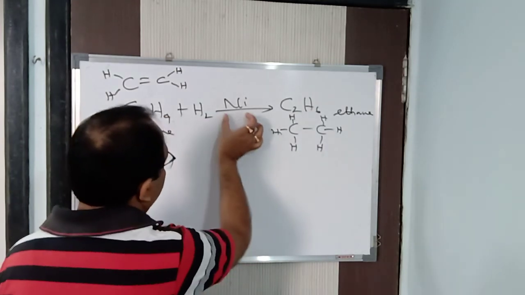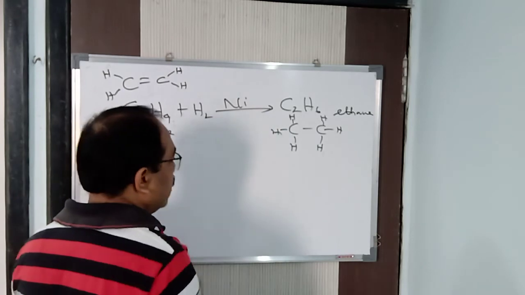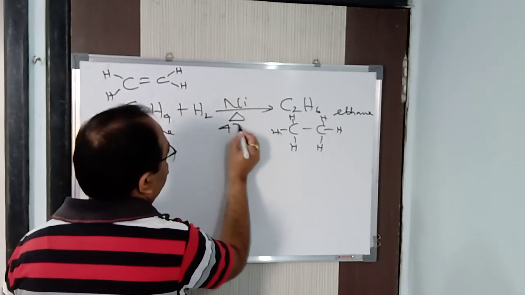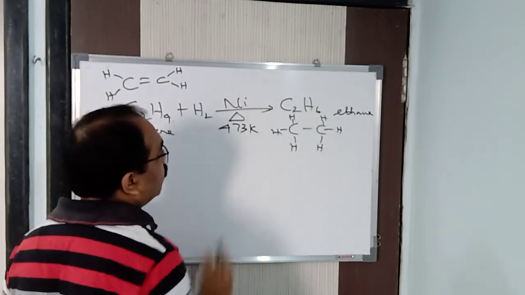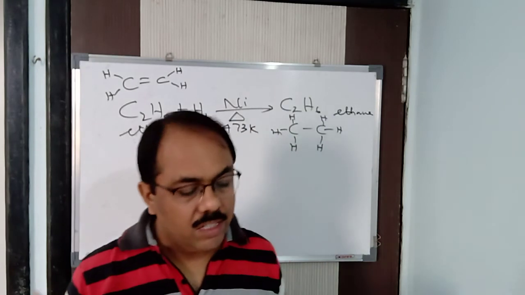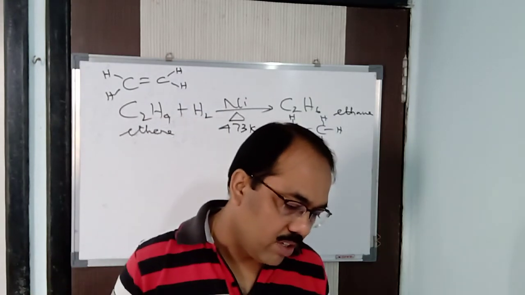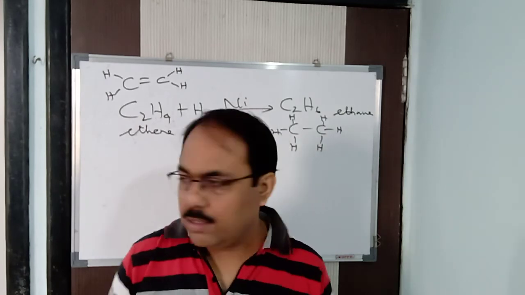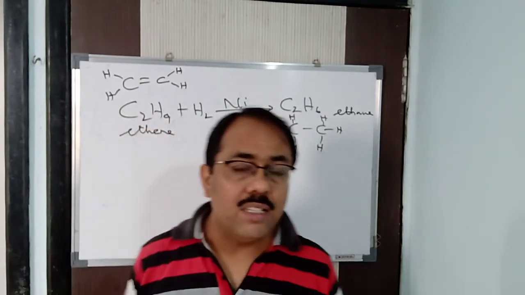In certain cases, heating is required. In some cases, heating is not required. If you are heating it, the temperature is around 473 Kelvin, then the reaction becomes faster. If you are not heating it, the only difference is that the reaction is slower. So here, the polyunsaturated oils are converted into saturated oils.